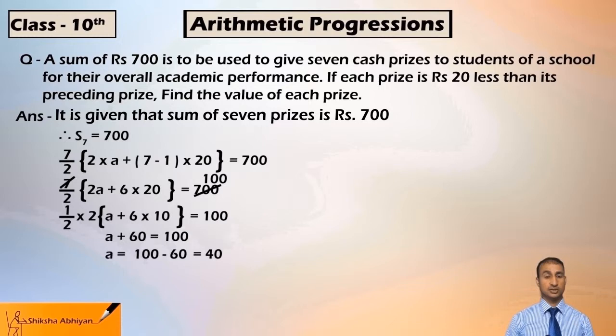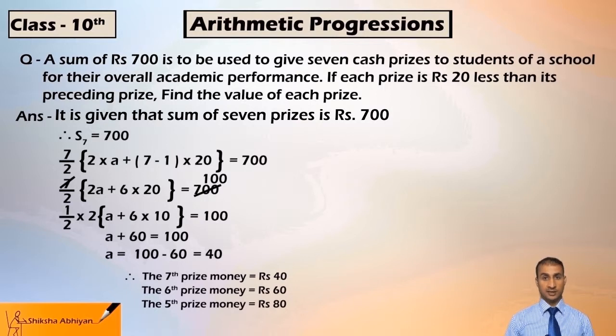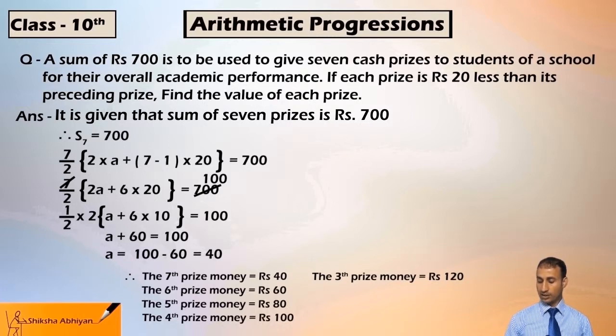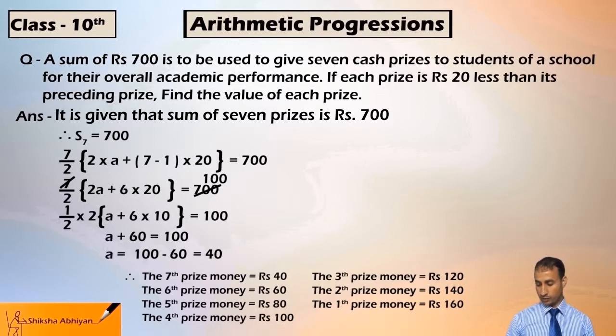So the 7th prize is rupees 40. So the 6th prize will be 40 plus 20 is equal to rupees 60. The 5th prize will be 60 plus 20, rupees 80, and the 4th prize is rupees 80 plus 20, 100, and so on. The 3rd prize will be 120, the 2nd prize will be 140, and the 1st prize will be rupees 160. So these are the values of each prize.